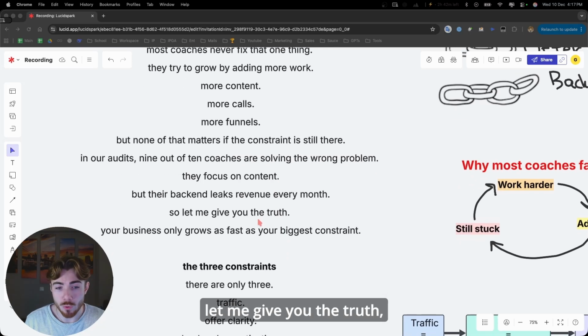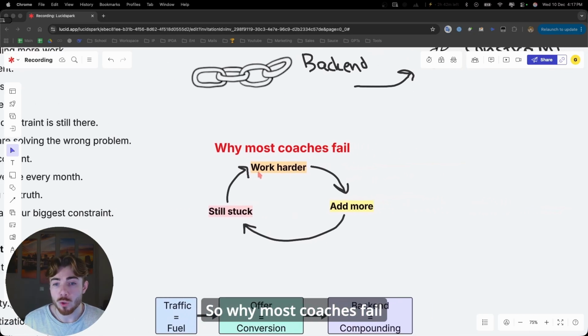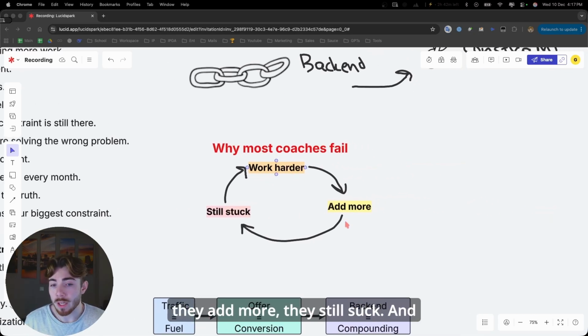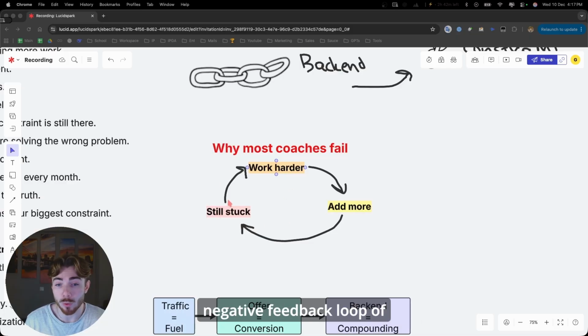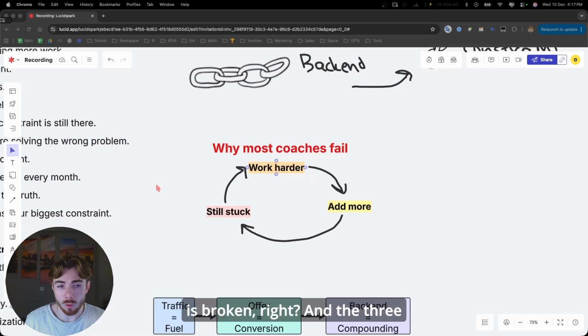So let me give you the truth. Your business only grows as fast as your biggest constraint, right? So why most coaches fail is because they work harder, they add more, they still suck, and imagine what, it just creates this negative feedback loop of constantly trying to find something that is broken, right?